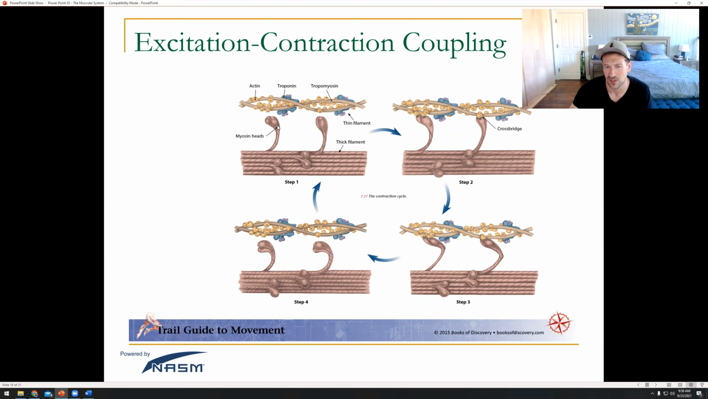This picture's so weird, but it's starting here. It's like 1, 2, 3, 4 instead of 1, 2, 3, 4. But yeah, that is weird. Yeah, it's in a wheel. I don't know why they did this, but you can tell the trail guide is like artists trying to teach physiology.